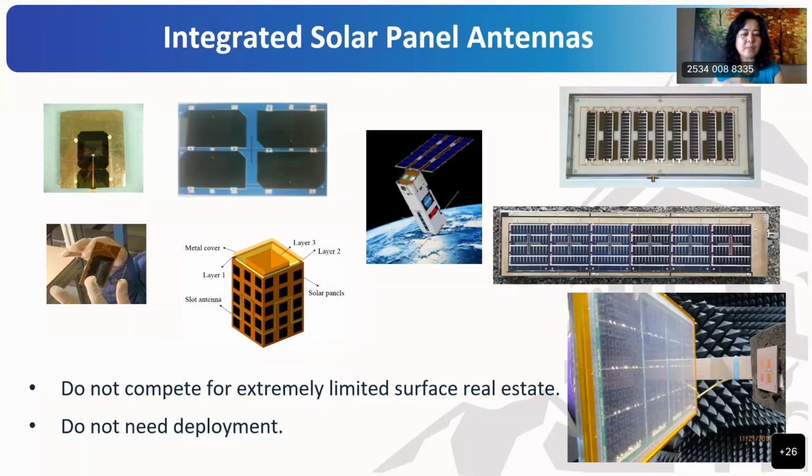So these are the main examples, the main techniques that I will share with you today. If we can put antenna and solar panel together, then hopefully we can reduce the deployment mechanism, and hopefully we can make the most use out of CubeSats. So let's move on.